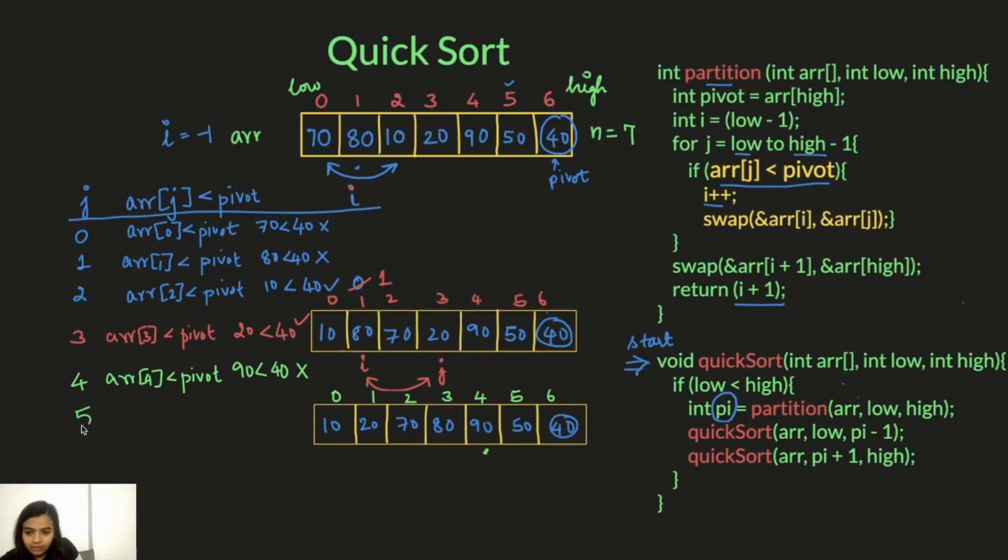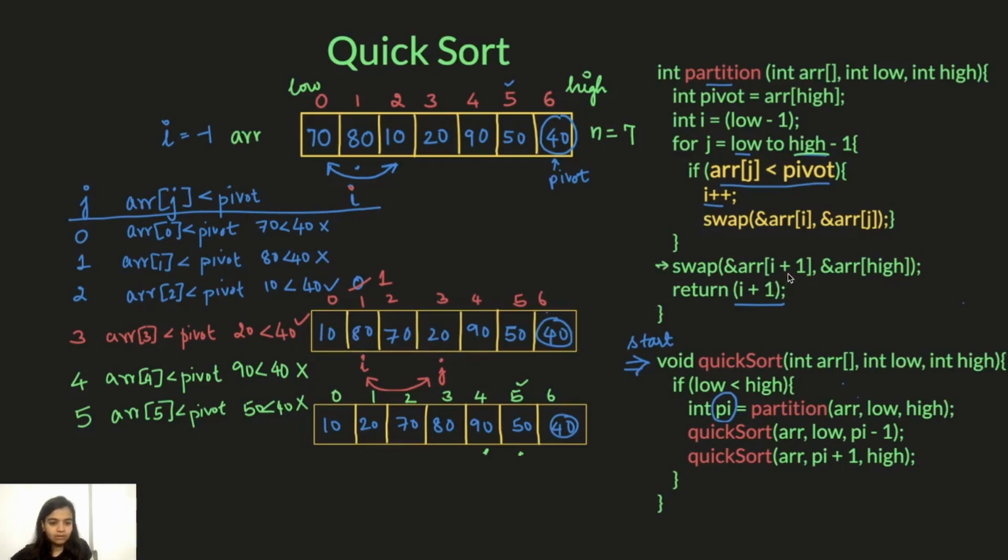Now j is 5. Is array of 5 less than pivot? Array of 5 is 50. Is it less than 40? No. So we don't do anything. So now we have come to the last element, which is high minus 1, which is 5. So we exit the for loop and we come over here.